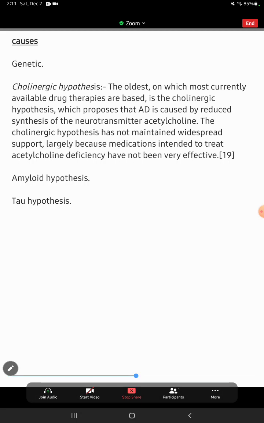Causes. The cholinergic hypothesis is the oldest, on which most currently available therapeutic drugs are based. It proposed that AD is caused by reduced synthesis of the neurotransmitter acetylcholine. The cholinergic hypothesis has not maintained widespread support, largely because medication intended to treat acetylcholine deficiency has not been very effective.